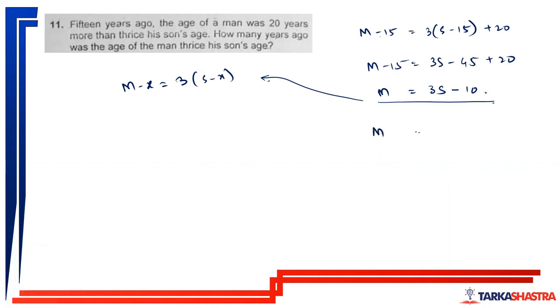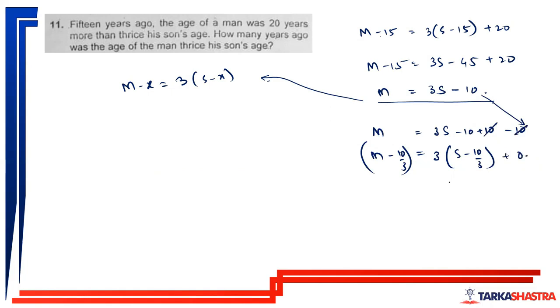So m, this is 3s. I am doing minus 10 plus 10, and minus 10 is as it is. If I get this 3 into s minus 10 by 3 like this, then I can also write m minus 10 by 3 over here. And this plus 10 and minus 10 gets cancelled, so this is plus 0. So how many years ago was the age of man thrice the age of son? It was 10 by 3 years ago. This is how you can solve it.